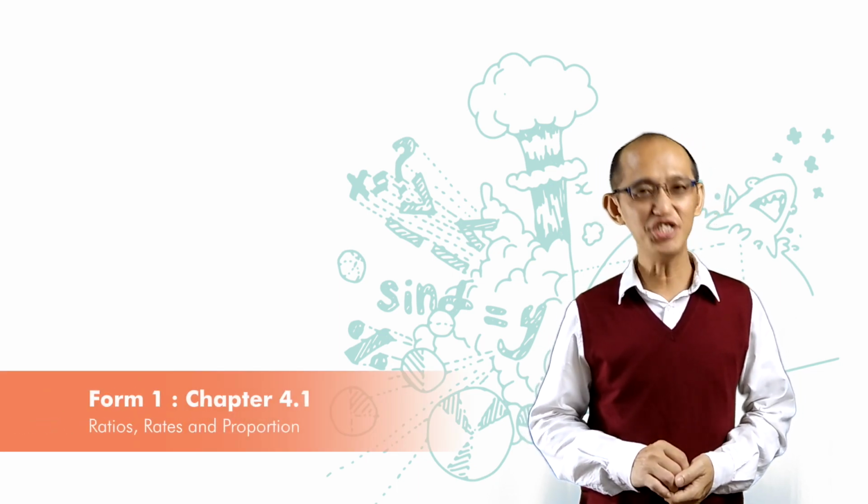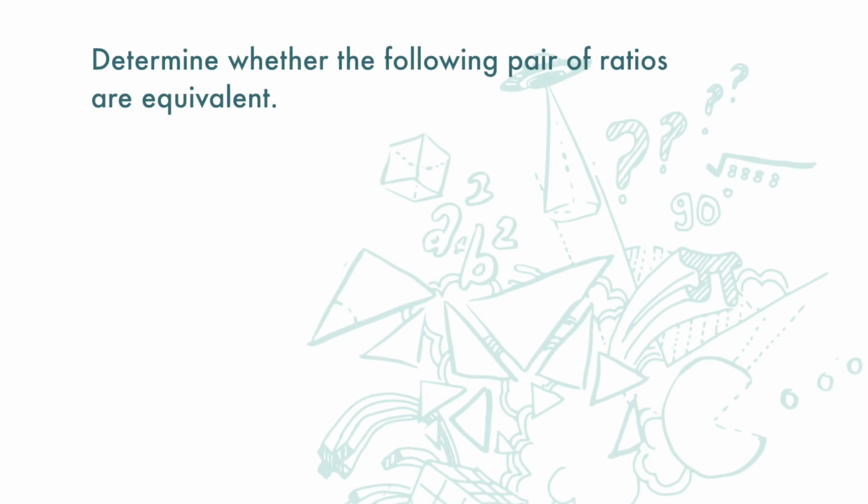Next, we are going to look at a few questions on ratios. Determine whether the following pairs of ratios are equivalent. Now let's look at the number on the left-hand side of both the ratios. One is 3, the other is 15. We need to make them become the same if we want to make a comparison.